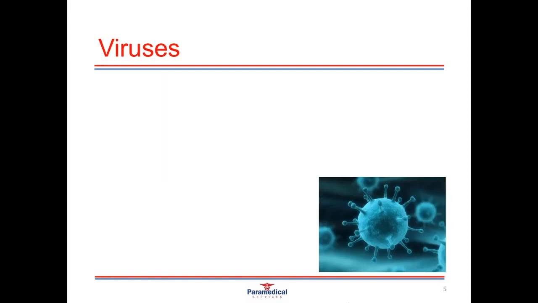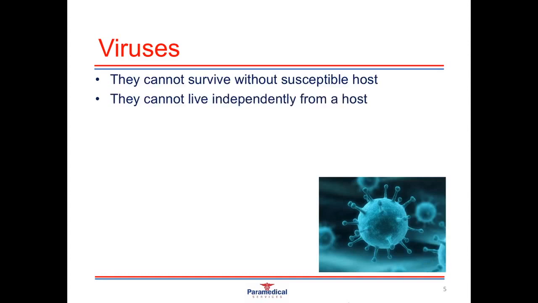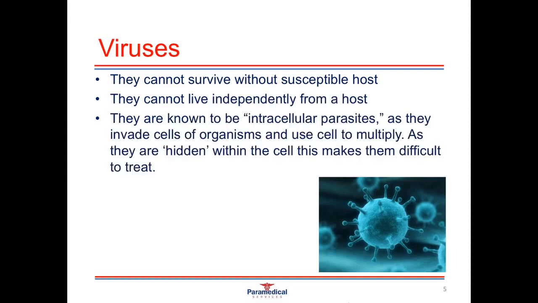Viruses are very different to bacteria in their shape, structure, and functions. Unlike bacteria, a virus cannot survive without a susceptible host, and it cannot live independently from a host either. Viruses are known to be intracellular parasites, and this is due to the nature of how they function. So once they've invaded an organism, they actually use the organism's cell to hide away from the natural defenses of that organism and to multiply.